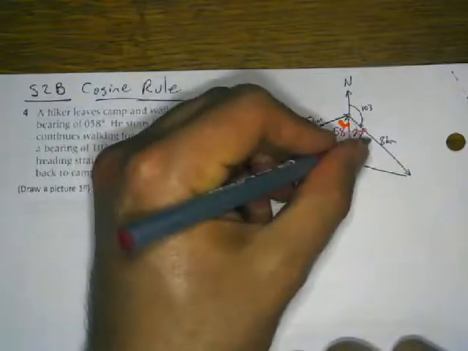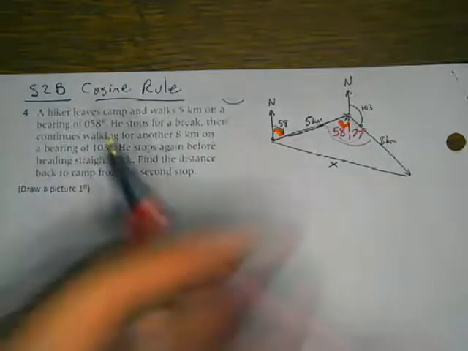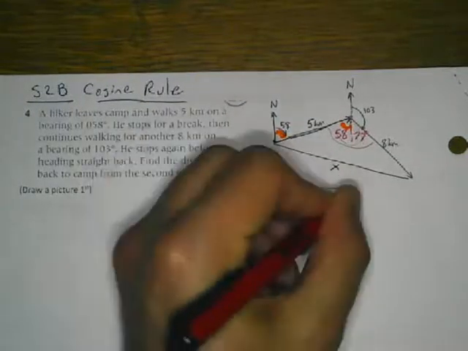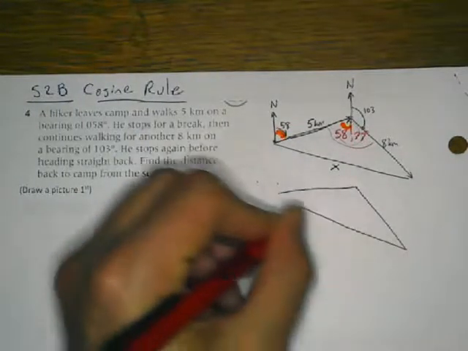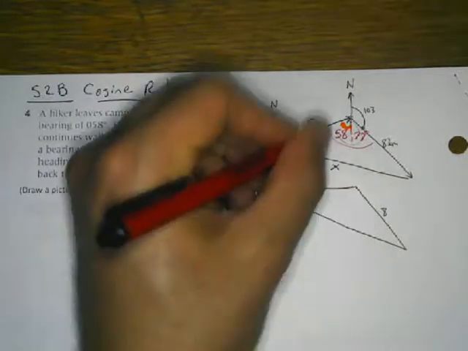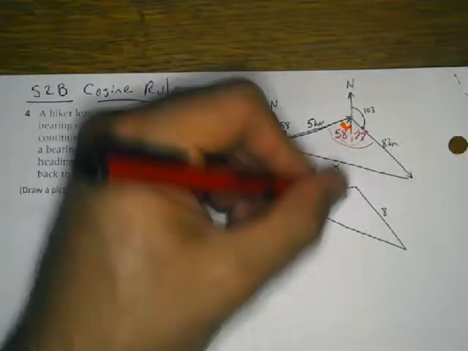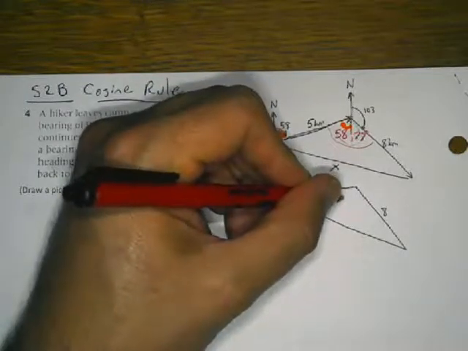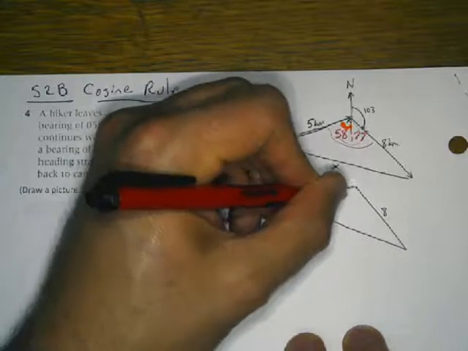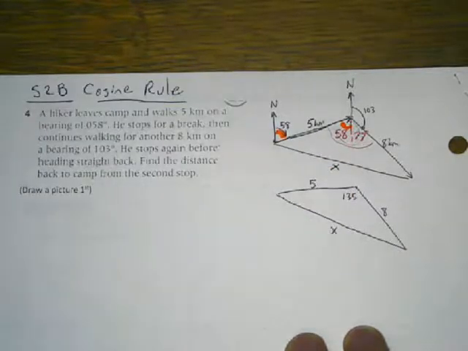So now we can find this whole angle. I'm just going to redraw my triangle for simplicity of understanding what's going on. Now we know this is 5, we know this is 8, and we know this angle is 58 plus 77. Add those together, and you're going to get 135. Okay, so now we can find this distance here.